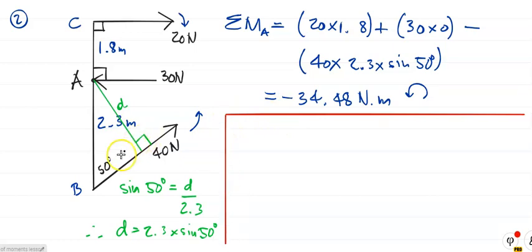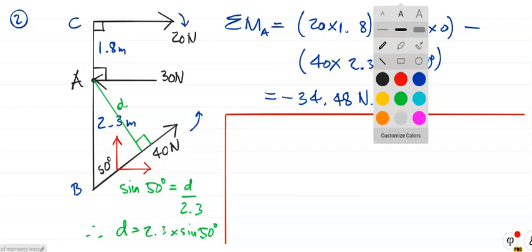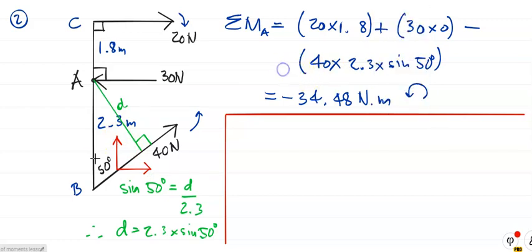Right, I'm going to resolve this into components. So there's going to be a force there, and there's going to be a force there, like so. Right, that angle there is 50 degrees. So that component is 40 cos 50. And that's going to be 40 times the sine of that same angle, 40 sine 50.